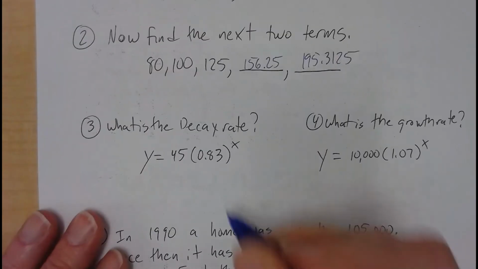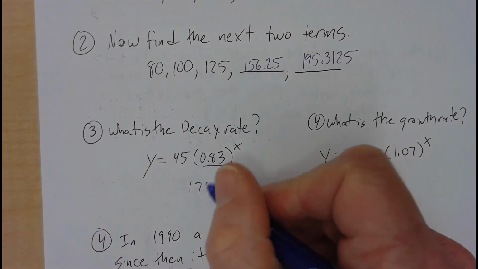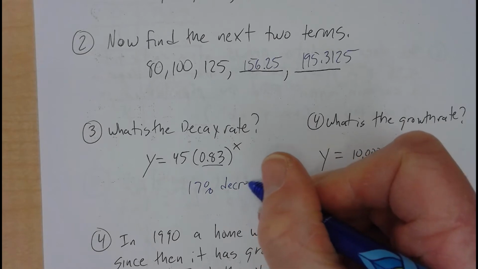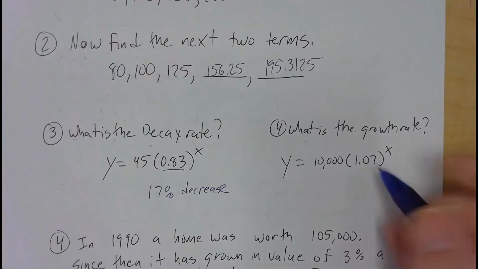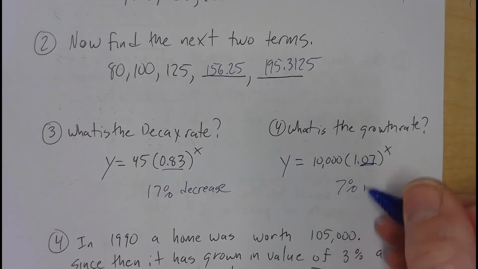All right, so we know that it's a decay. I told you it was a decay, but how much is it going down? Well, I've lost 17 pennies on the dollar, if you think about it in terms of a dollar. So this is a 17% decrease each time you do the change. And then this is a little easier to see. It goes up by 7 pennies on the dollar, so it's a 7% increase.